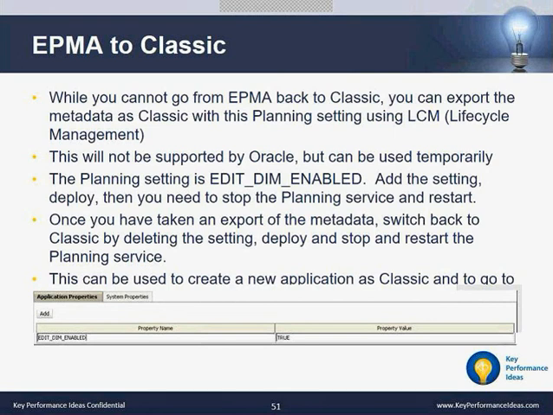The Planning setting is called Edit Dim Enabled, so you would just add that setting to Planning with the property of true, and then you would need to stop your Planning service and restart. Once you've exported the metadata, you would switch back to Classic by removing that setting and restarting the Planning service again. This can be used to create a new application as a Classic application in case you want to go from EPMA back to Classic. And you could also use this as an export for PBCS or EPBCS, which does not support EPMA but would need the metadata in Classic format.